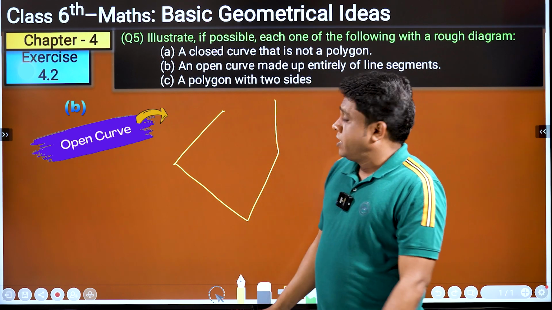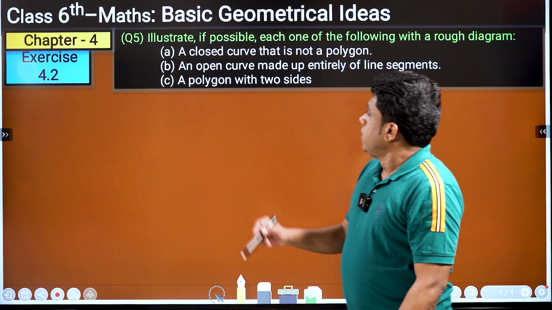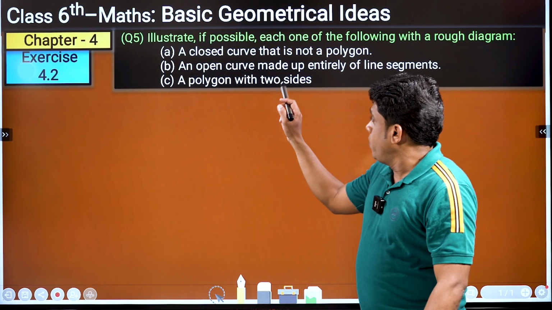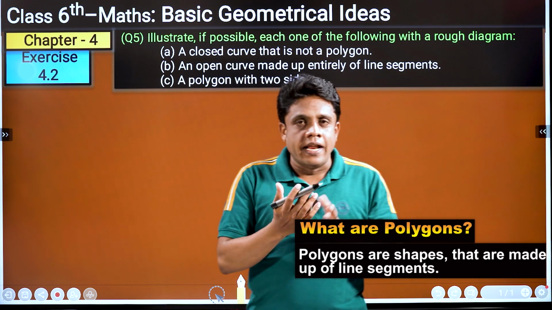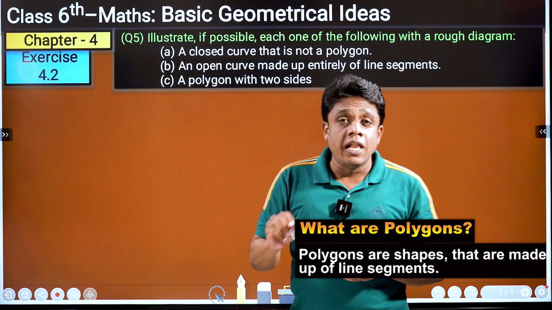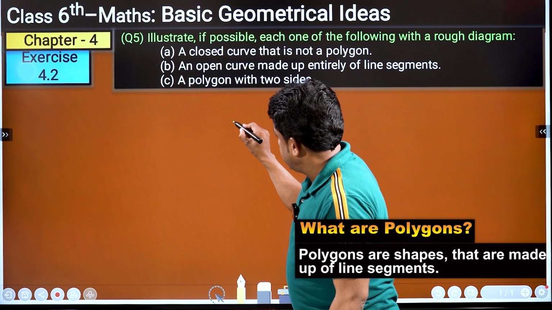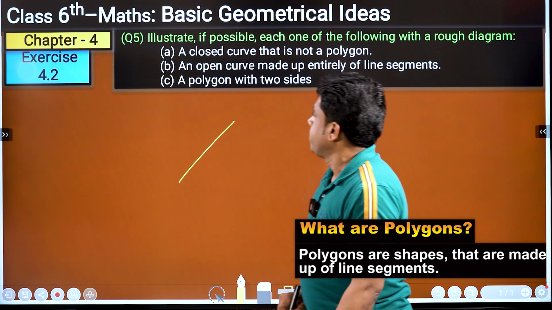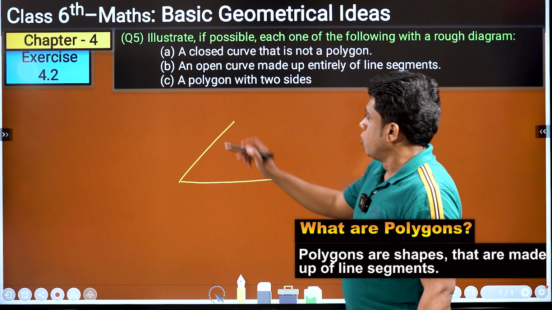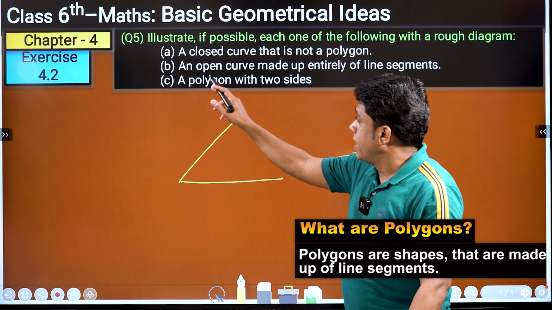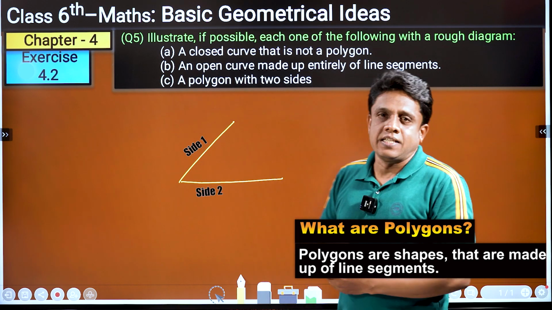So we'll move on to the next one, our C part: a polygon with two sides. A polygon is any diagram that is made up of line segments. Line segments look like this. This is one line segment, and this is another. In our statement, it is a polygon with two sides, so this is one side and this is another side.